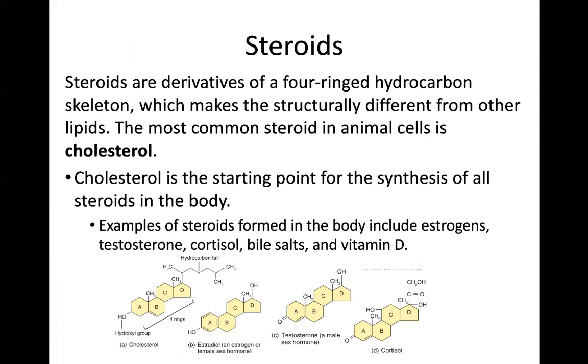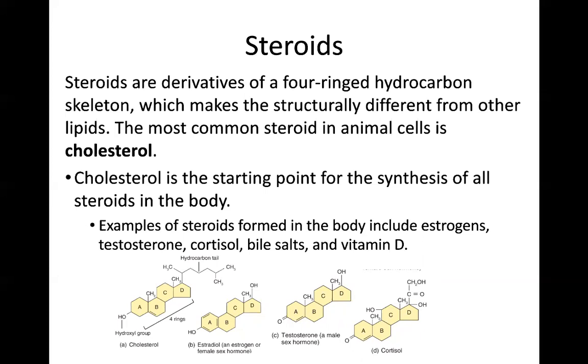Let's talk steroids, which, looking at the figures at the bottom, look nothing like those first three fats we've talked about. Steroids are derivatives of a four-ringed hydrocarbon skeleton. That's what the ABCD here in each of those pictures is, okay, which makes them structurally different from the other lipids. We don't have chains so much as rings here. Okay. The most common steroid in animal cells, and yes, we're an animal, is cholesterol, which is the starting point for synthesizing all the rest of our steroids.